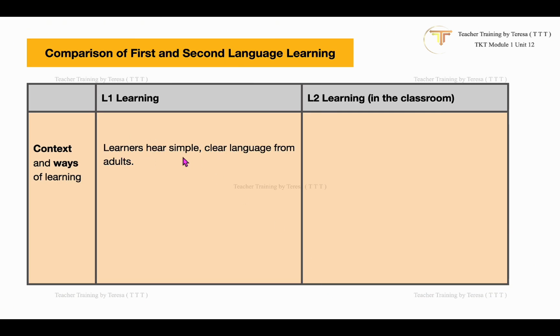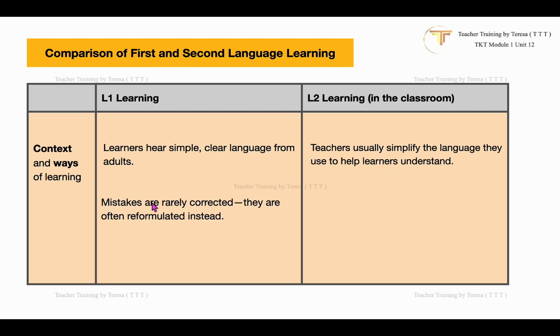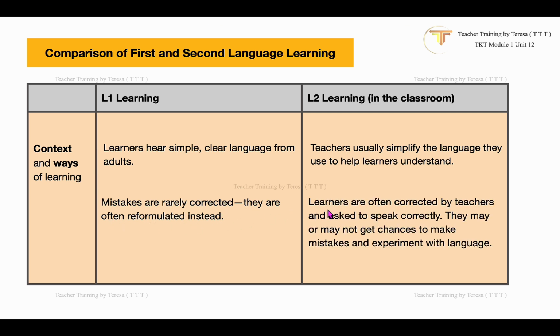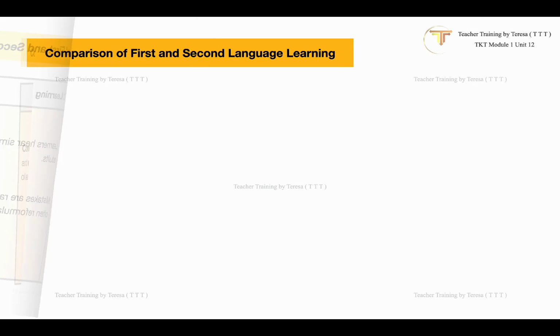Learners hear simple, clear language from adults. Teachers usually simplify the language they use to help learners understand. Mistakes are rarely corrected, they are often reformulated instead. Learners are often corrected by teachers and asked to speak correctly. They may or may not get chances to make mistakes and experiment with language.